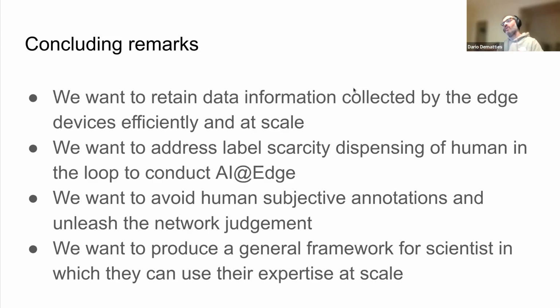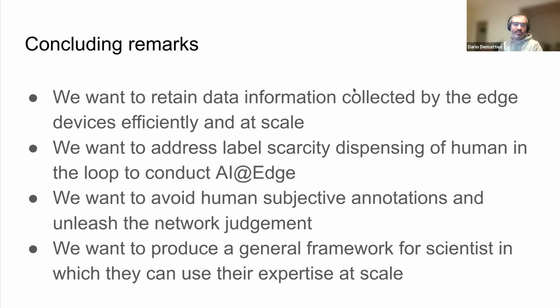Then we want to address label scarcity, dispensing with the human in the loop to conduct AI at the edge. That is a challenge. We are trying to cope with that, clusterizing the data and applying different mechanisms and strategies. But most importantly, we want to avoid human subjective annotations and unleash the network judgment. This is the title that I want you to take home: unleash the network judgment, because the network will realize a lot of things that we as humans, even if we are experts, may not be able to realize.